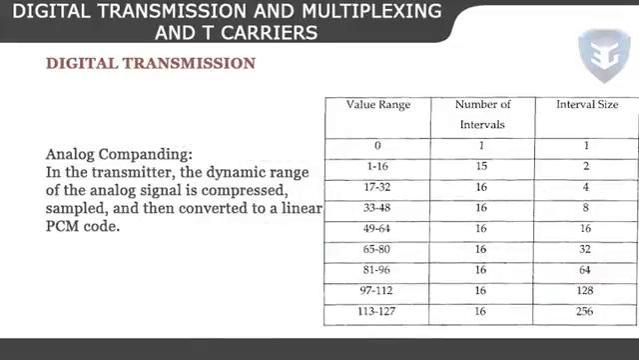Analog companding. In the transmitter, the dynamic range of the analog signal is compressed, sampled, and then converted to a linear PCM code. In the receiver, the PCM code is converted to a PAM signal, filtered, and then expanded back to its original dynamic range. Two methods of analog companding exist, also called log PCM codes.